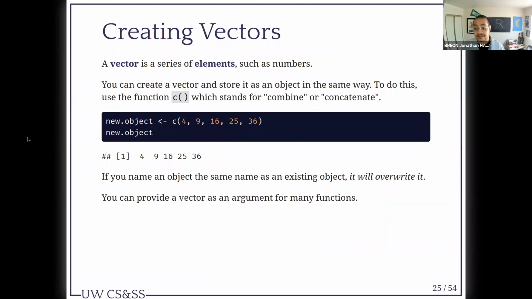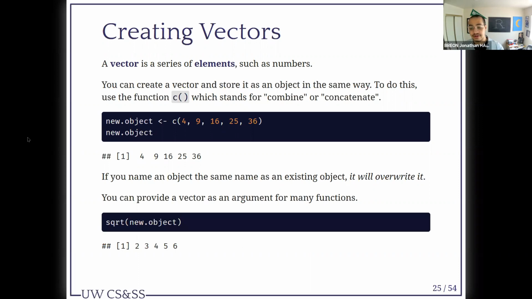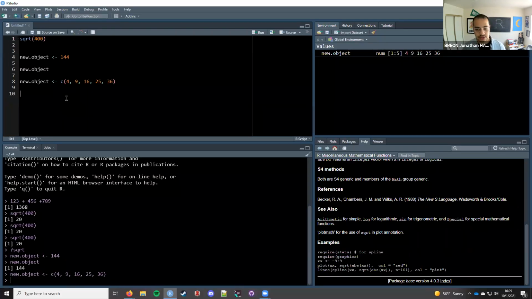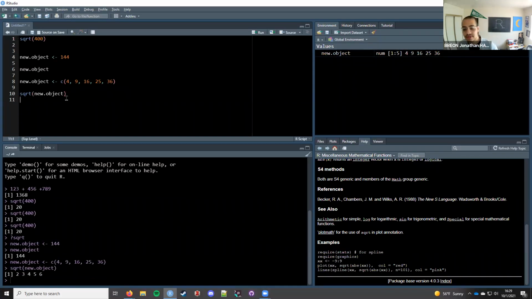You can provide a vector as an argument for many functions. So we could use the square root on our vector object new.object. And note that it goes through each element of our vector and runs the function for each one. So we have 2, 3, 4, 5, 6 are each the square roots, respectively, of 4, 9, 16, 25, 36.